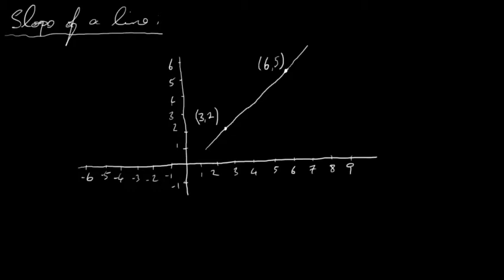Okay, so in this video I'm going to look at slope of a line. I'm going to look at what slope of a line actually means and how to calculate the slope of a line. So first of all, we have a line here on an Argand diagram, and I've got 2 points on this line.